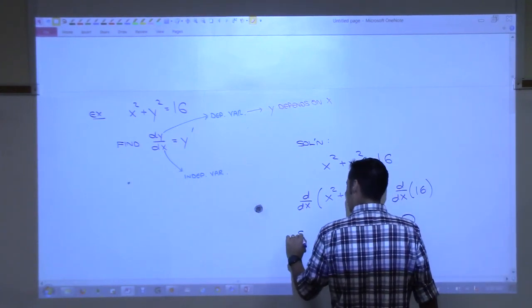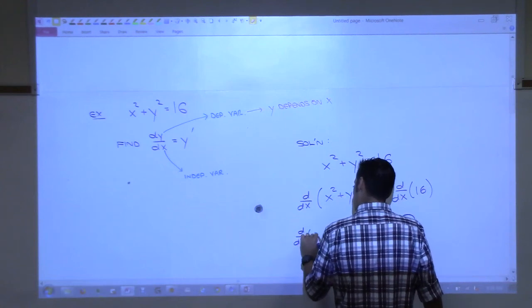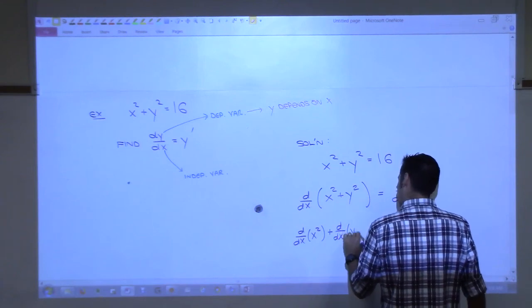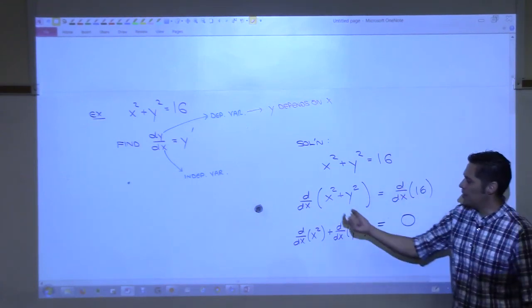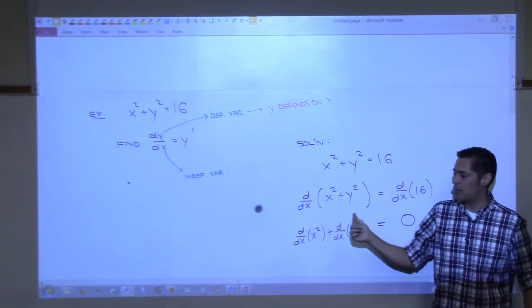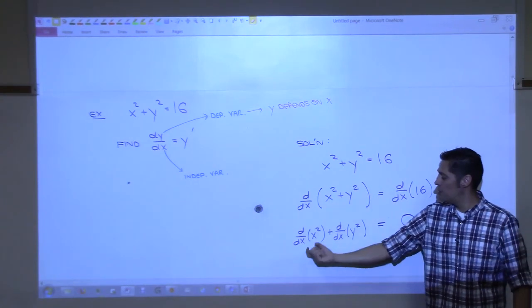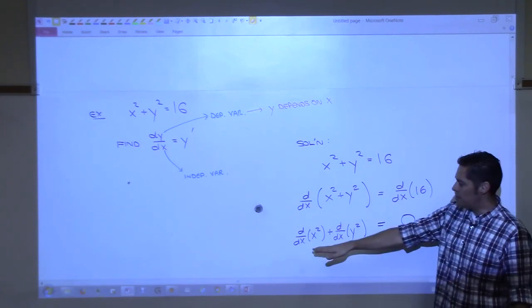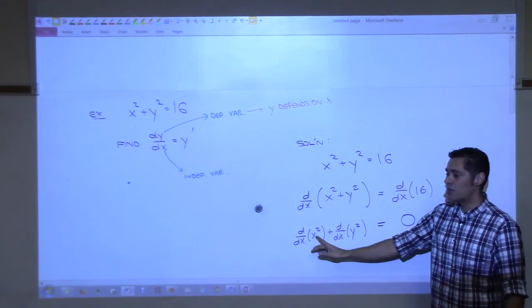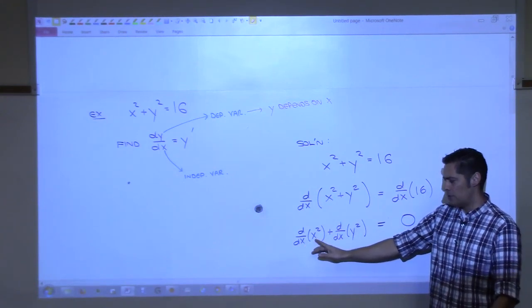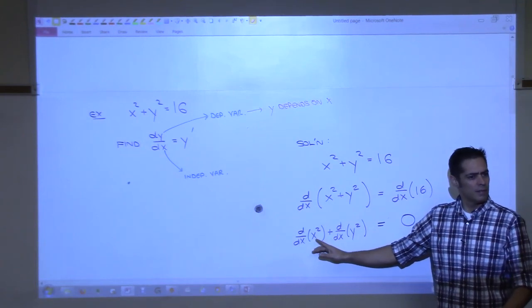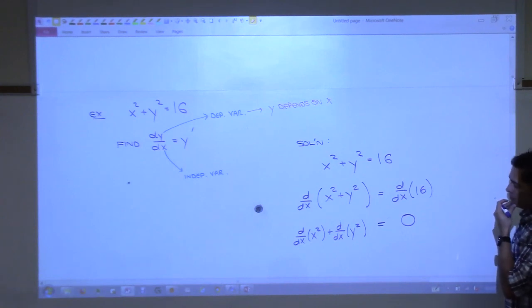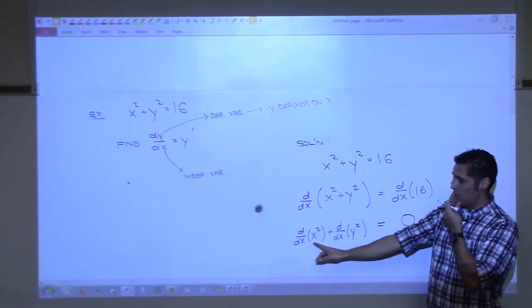For this first one, let me write it this way. We're going to be taking the derivative with respect to x of x squared plus the derivative with respect to x of y squared. So all I'm doing is taking the derivative of each of these separately. I can do that because there's addition, right? So I'm just going to do them individually. Now, what is the derivative of x squared with respect to x? 2x. Should just be 2x, right? Does that make sense that it would be that? Okay. So the derivative of this is going to be 2x.